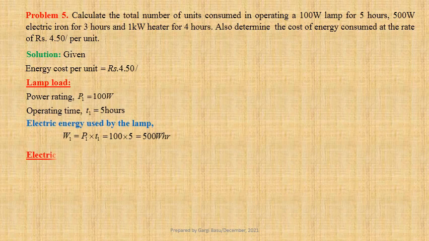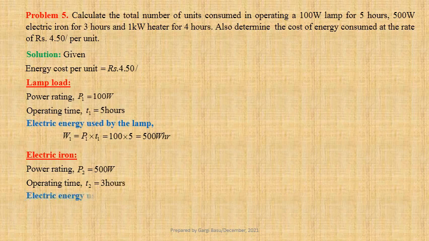For electric iron, given power rating P2 equals 500 watts and operating time T2 equals 3 hours. Let us now determine electric energy used by the iron. W2 equals P2 into T2. Using values we get 500 into 3, that is equal to 1500 watt hours.